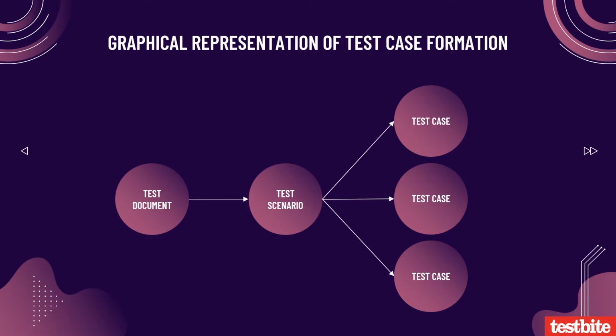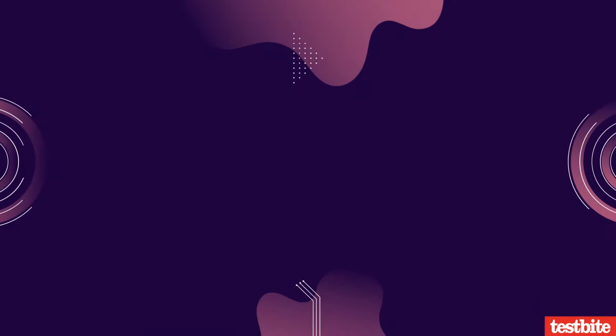This is a graphical representation of test case formation. So, as mentioned before, a test scenario is derived from requirement documents or use cases. A test scenario is a single specific functionality. When a test scenario is further broken down, it is a test case. So, let's again take the fan as an example.